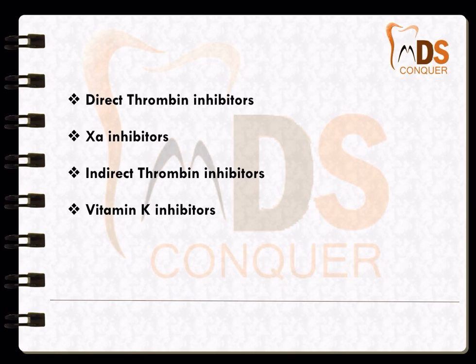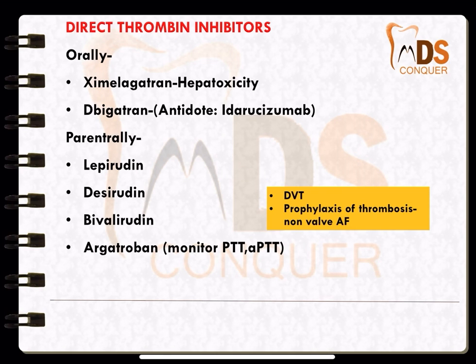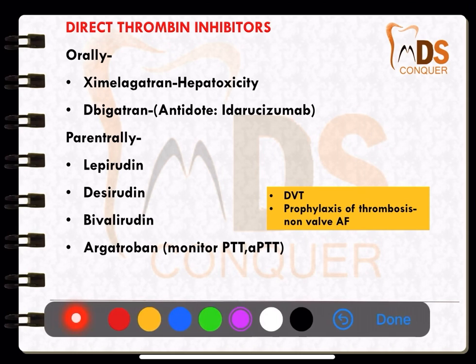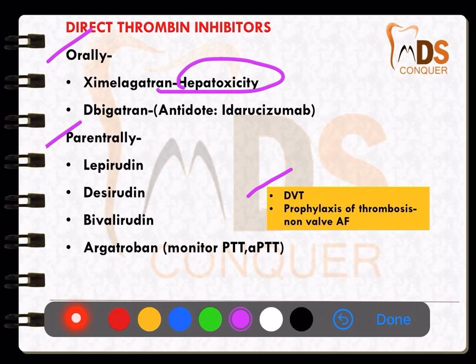So these are the broad classification: direct thrombin inhibitors, 10A inhibitors, indirect thrombin inhibitors and vitamin K antagonists. So direct thrombin inhibitors are the drugs which are clearly given here, which are given orally and parenterally. Parenterally, lepirudin and desirudin are the drugs that are given. So they can be given in DVT and prophylaxis for thrombosis. Okay, and this drug causes hepatotoxicity.